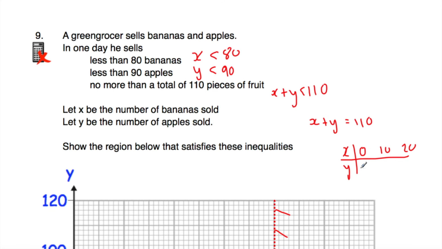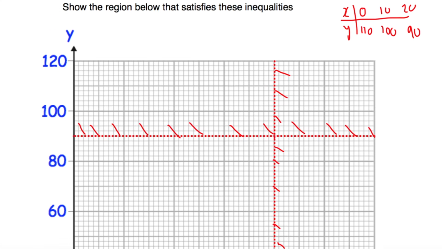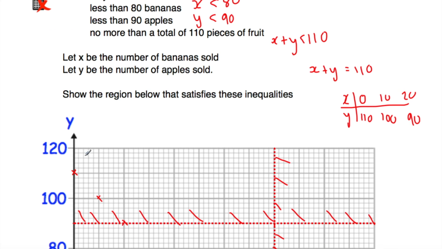The values for y, well, x plus y is equal to 110. So if x is 0, y would be 110. If x was equal to 10, y would have to be equal to 100. And if x was equal to 20, that means that y would have to be 90. So we've got 3 points, let's plot them. Okay, so we've got those 3 points. Now let's draw a nice straight line through them. And because it was less than 110, we're going to do a dashed line. So let's do that. So that's fantastic. We've now just drawn the graph of x plus y equals 110 on the grid.